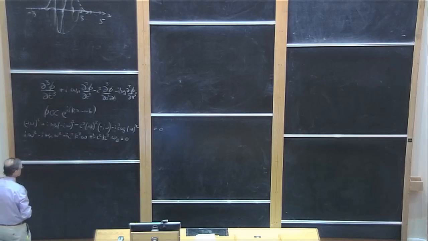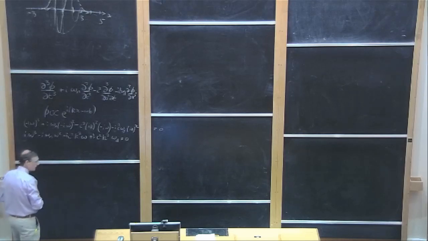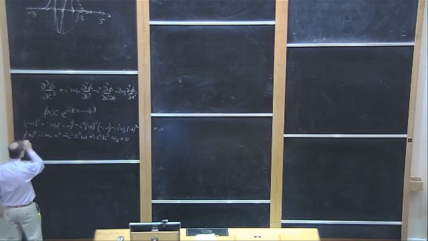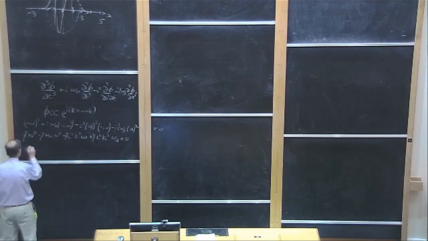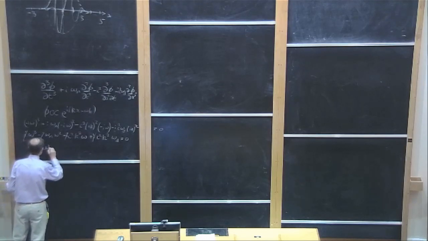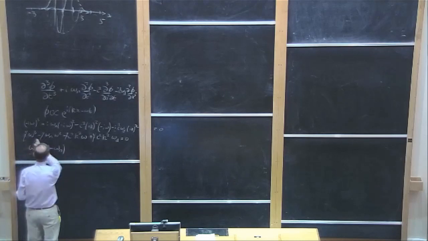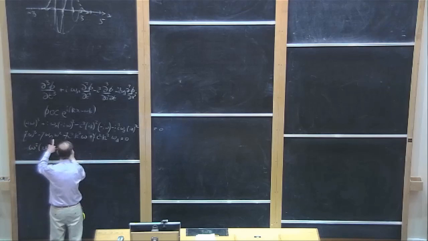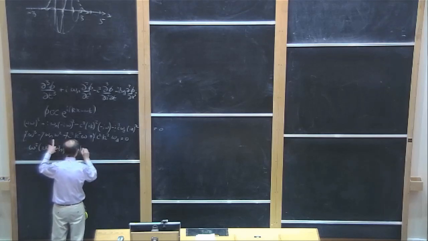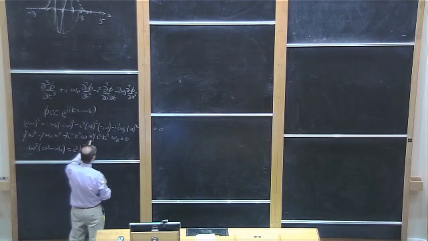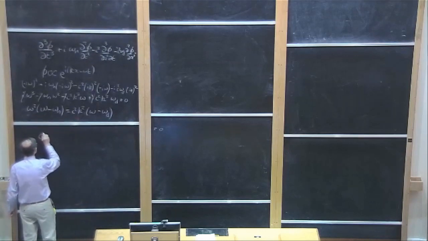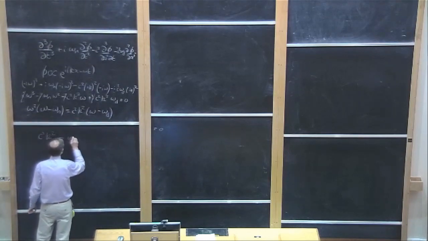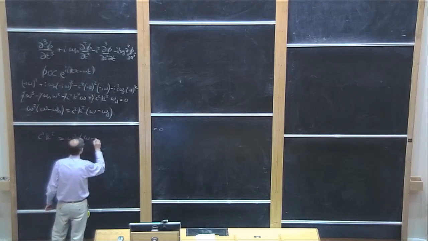So if I collect the k squareds on the right and the omega squareds on the left, I can, I think, cancel through an i, and I'm left with omega squared (omega minus omega_n). That's that term and that term. And this term's gone over to the other side, equals c squared k squared (omega minus omega_d), which tidies up relatively nicely to c squared k squared equals omega squared times (omega minus omega_n) divided by (omega minus omega_d).